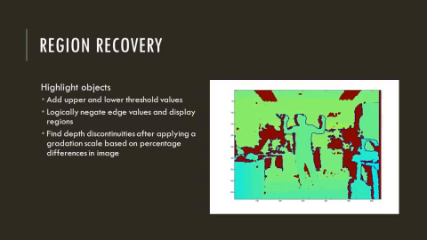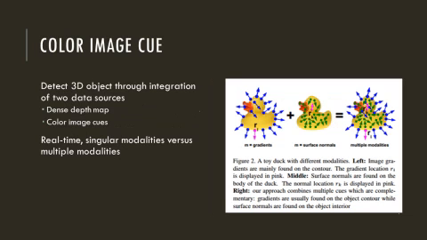And our third method is highlighting regions or potential objects based on depth discontinuities. In order to do this, we applied a gradation scale factor based on percentage differences in the image. So we found out the best method, after all the researching articles and everything, was the line mod algorithm method. And what it does is it detects 3D objects through integration of two data sources, including colored image cues and the dense depth maps.